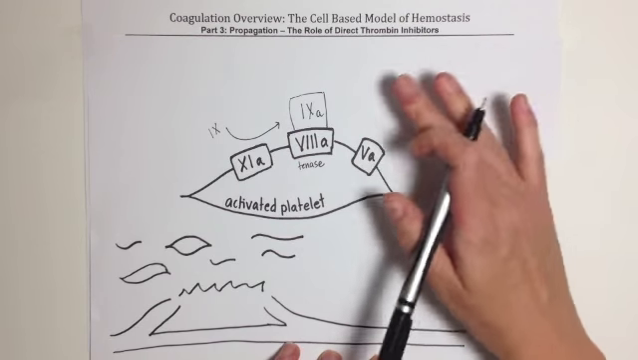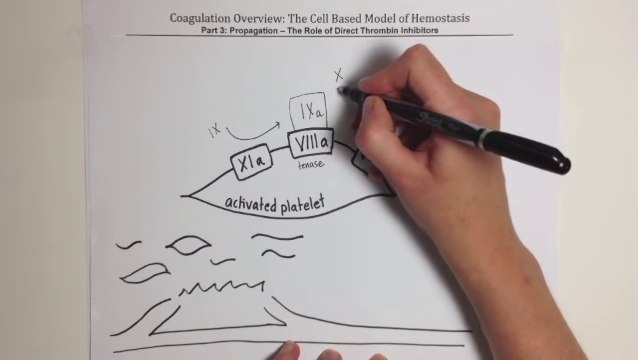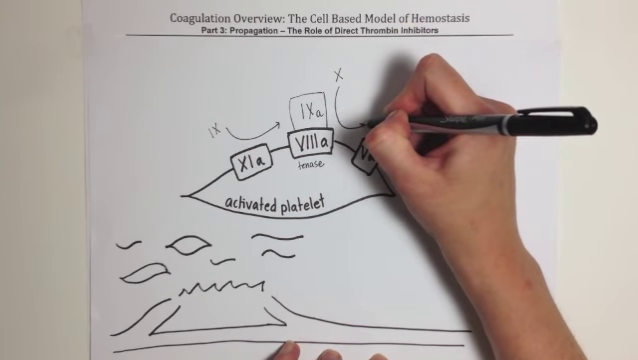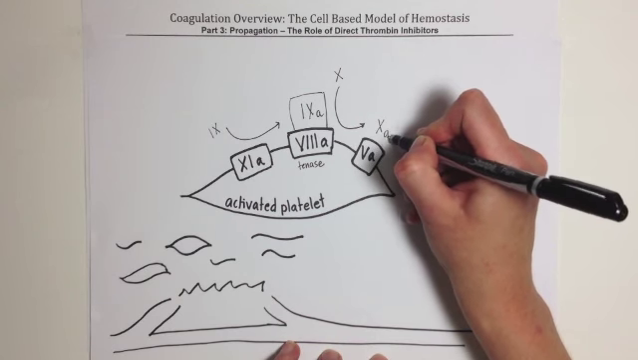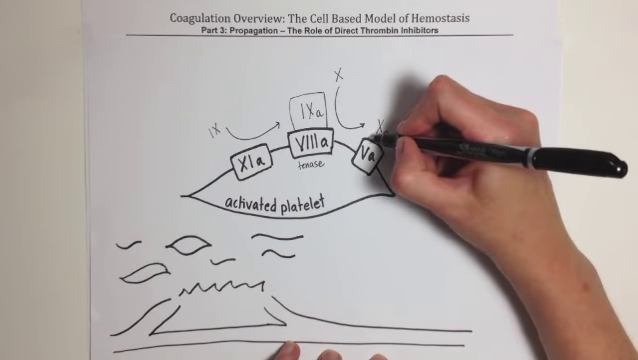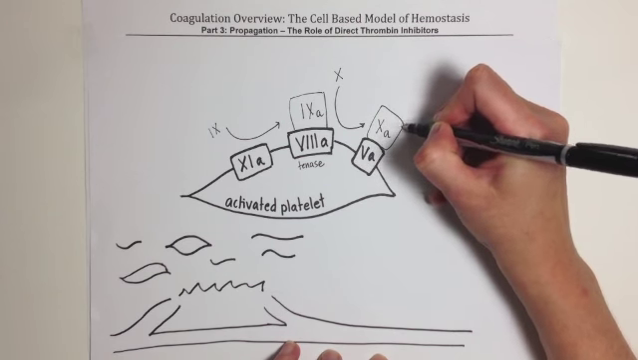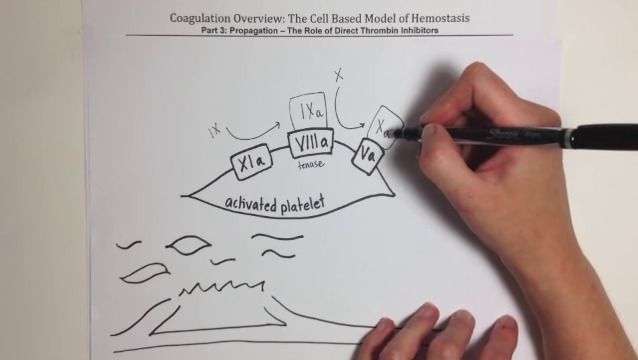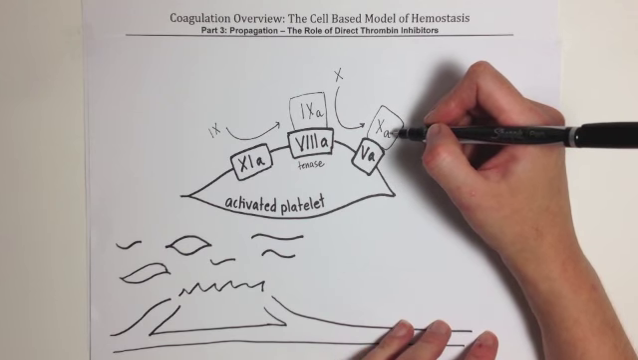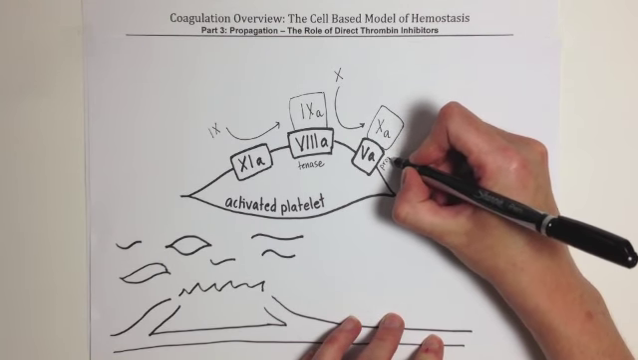Just as you might think from the name, tenase activates factor 10 to factor 10A. What's important about propagation is this occurs locally on the platelet surface, giving very little time for free-floating factor 10 to be degraded, creating the enzyme known as prothrombinase.